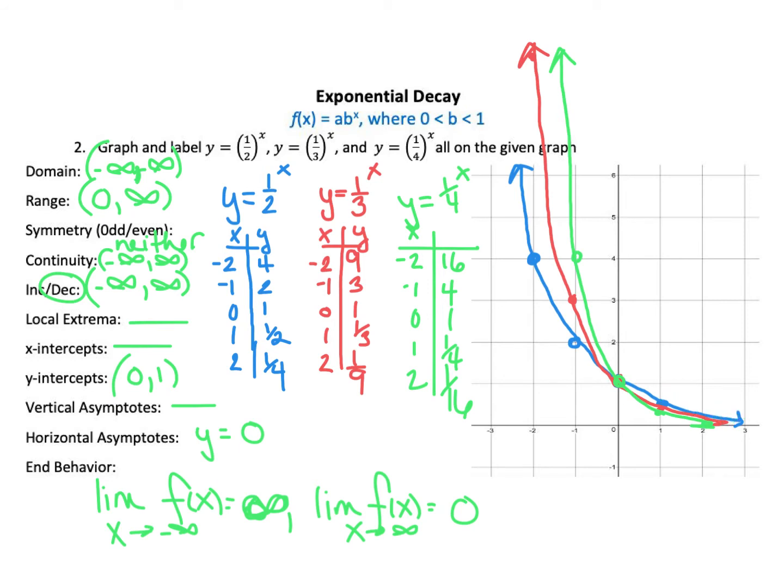So how does this change from our previous exponential growth function? Well, it just so happens when it's an exponential decay, it's decreasing, and the end behavior is reversed. Everything else is the same as far as analyzing from this calc perspective.